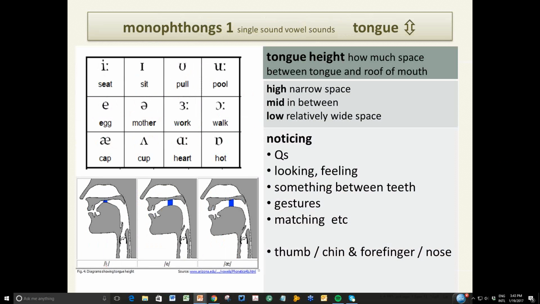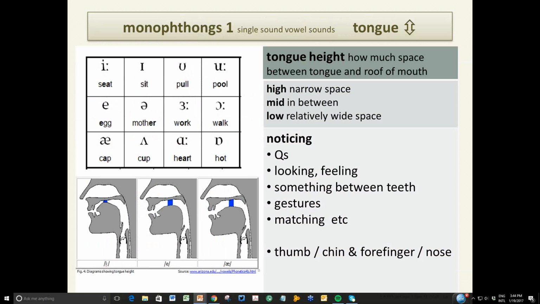So helping students to notice this, asking questions, for example, where is your tongue? Can you feel it? Visualizing saying the sound E, then saying it and holding it and noticing where their tongue is on the roof of the mouth. And then repeating for egg, the E sound, and then the A for cap. Feeling the difference in what's happening with your tongue.